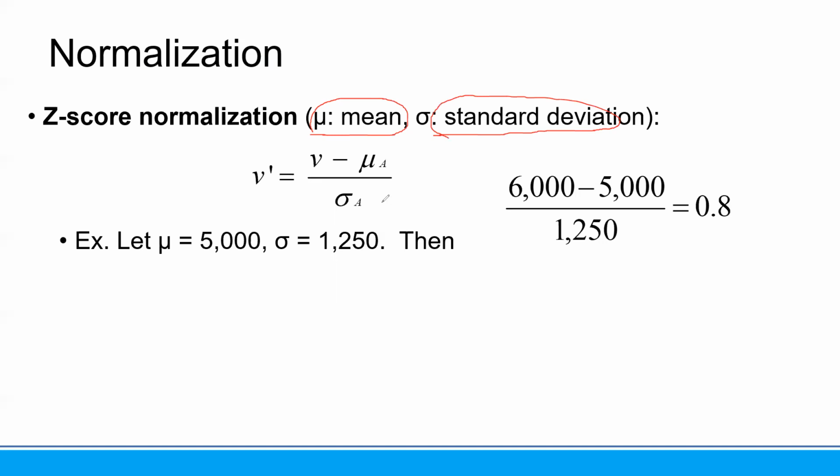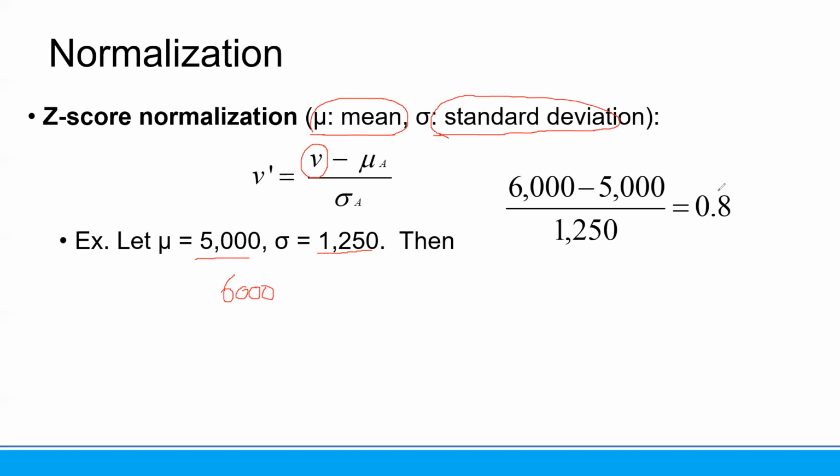So, for example, I have a value 6000, and then I have mu, or the mean, which is 5000, and then I have the standard deviation. The standard deviation is about 1250. Then what is the new value, or what is the normalized value?